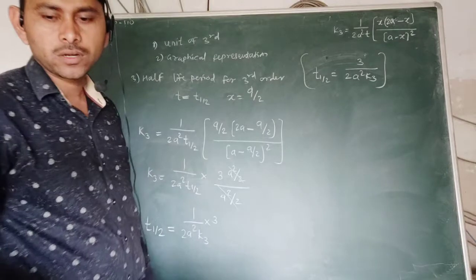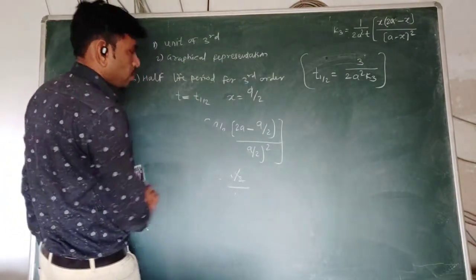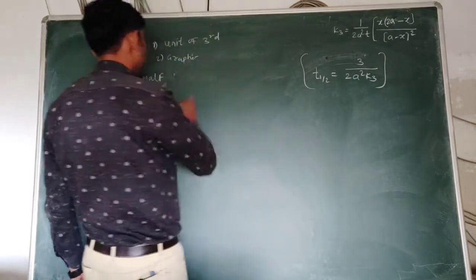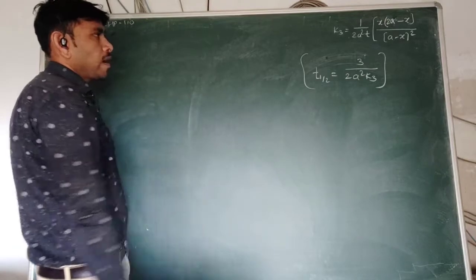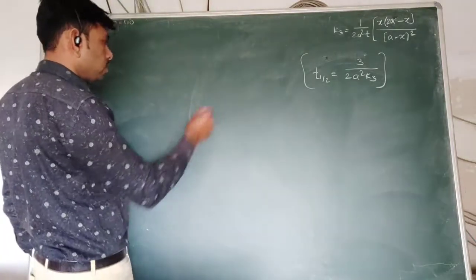We obtain the value of half life period from the rate equation of third order reaction by putting t is equal to t 1 by 2 and x is equal to a by 2. So this is the half life period for third order reaction.